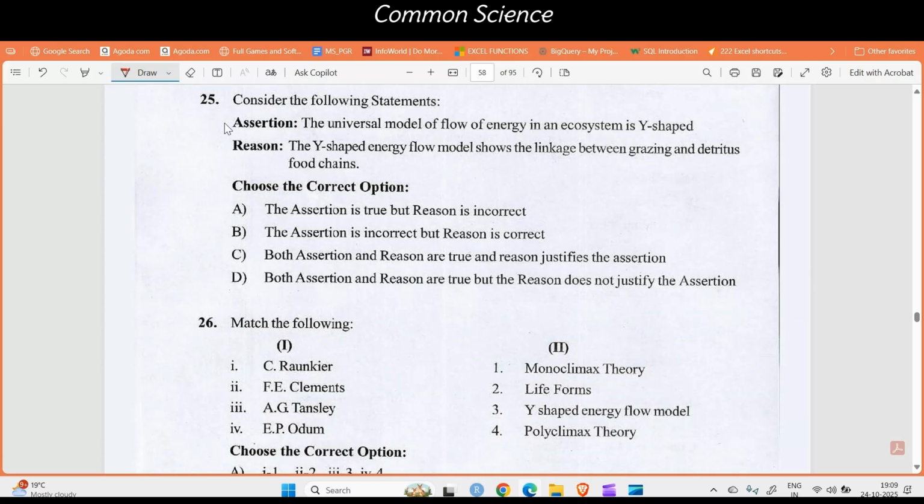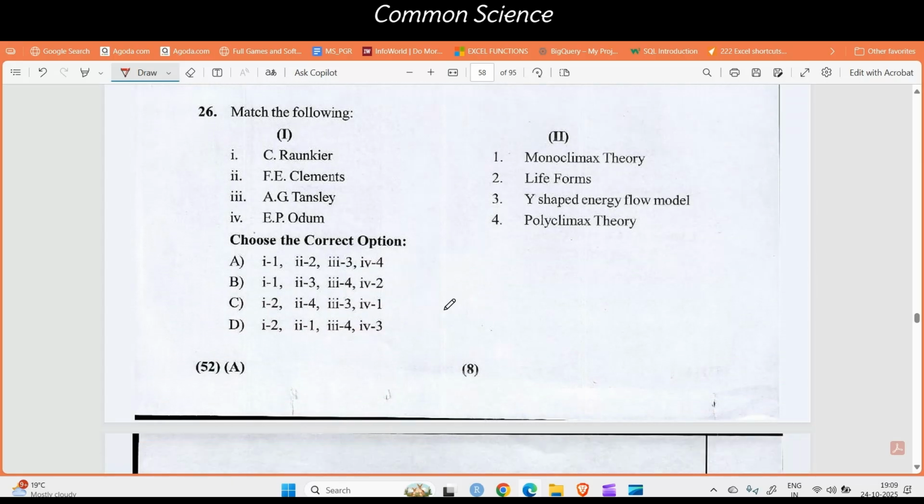Question number 25. The universal model of flow of energy in an ecosystem is Y-shaped. Yes, this Y-shaped model was given by Odum, and it explains the energy flow in grazing as well as detritus food chains. So the reason seems to be correct as well. So both assertion and reason are correct, and reason justifies the assertion. Then moving on to the next question, which is 26.